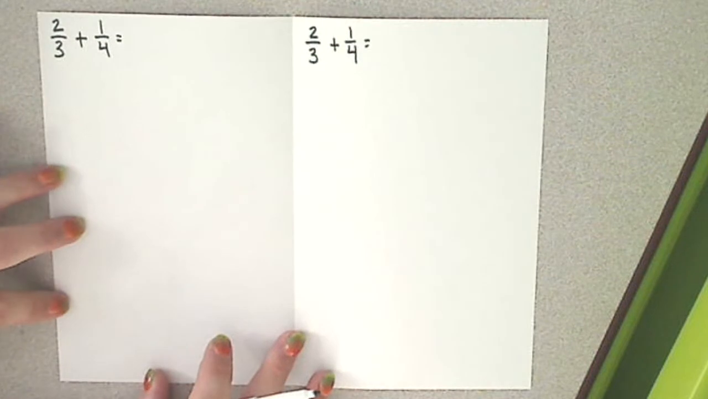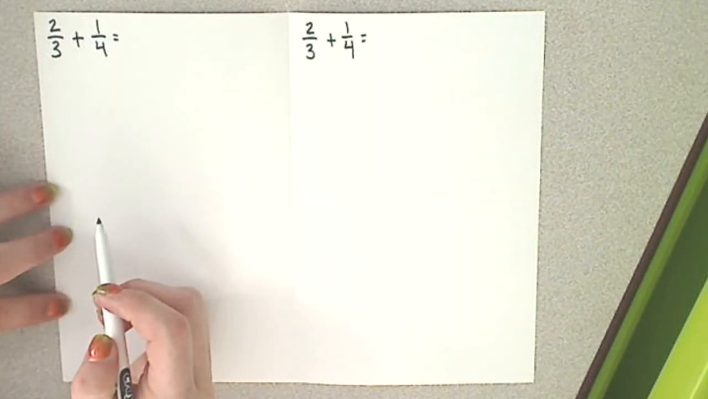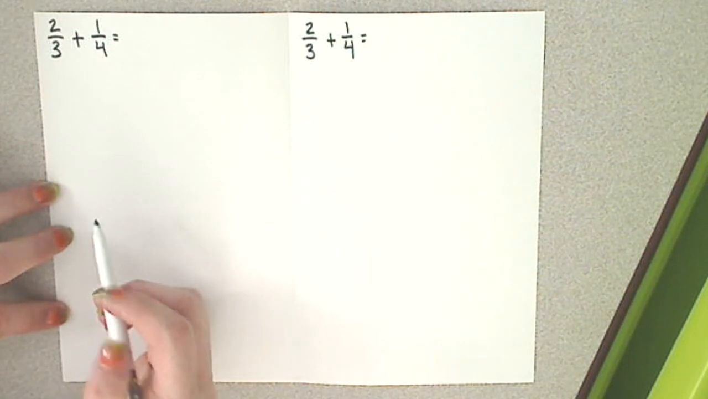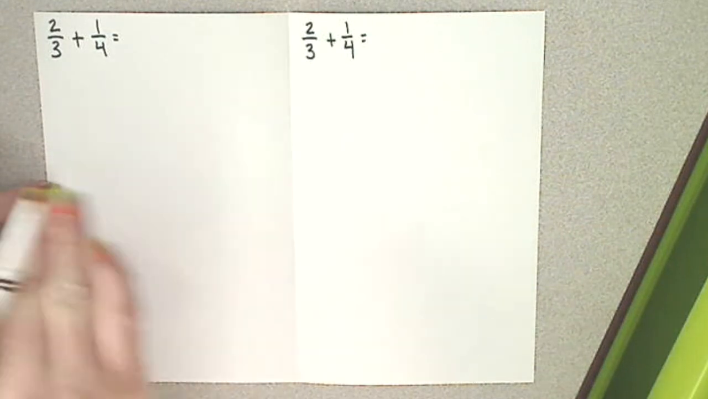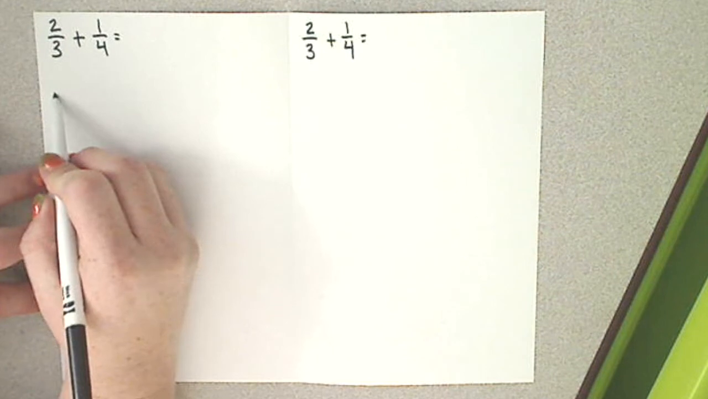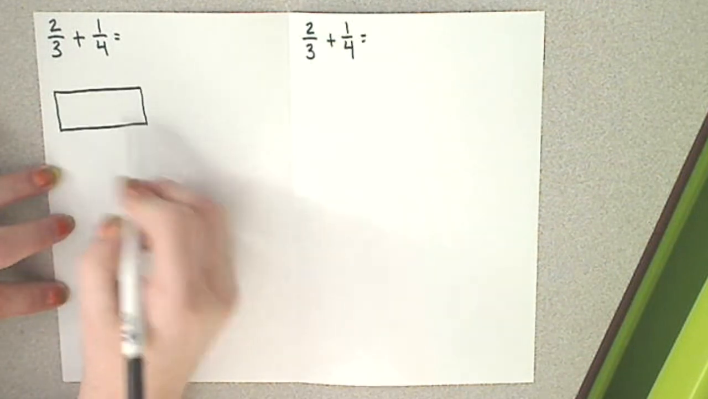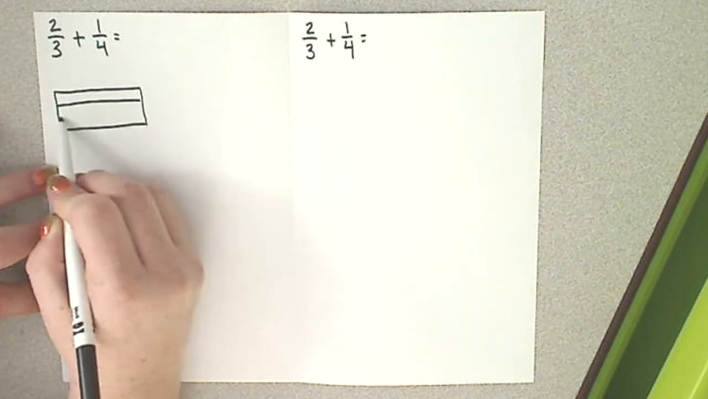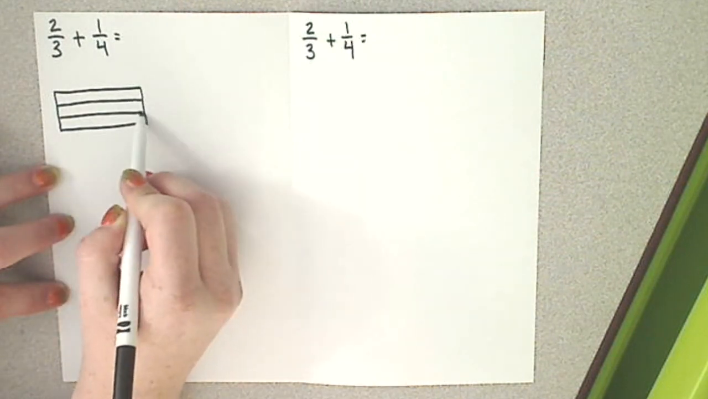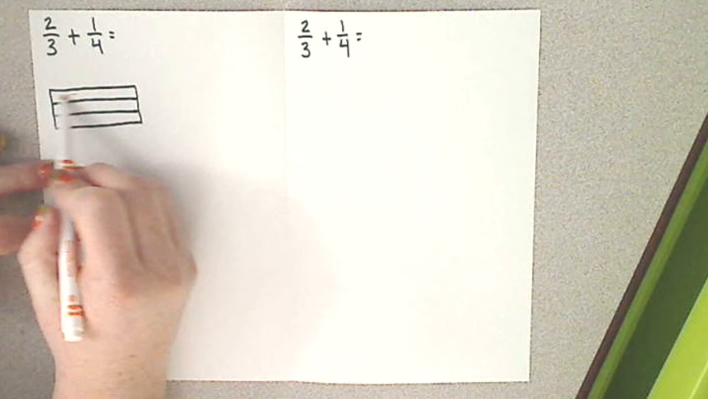All right, now the first step for this is we're going to take 2/3 and we're going to draw it as a model where the pieces are in the horizontal direction. So I'm going to take 2/3 and I'm going to draw it horizontally, which means I need to split it into 3 pieces, and shade 2/3.